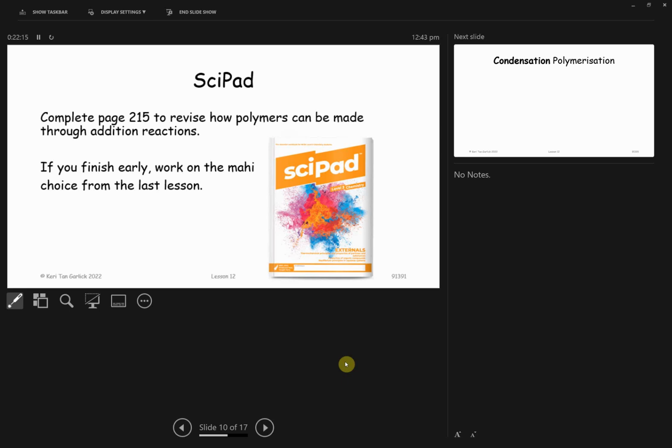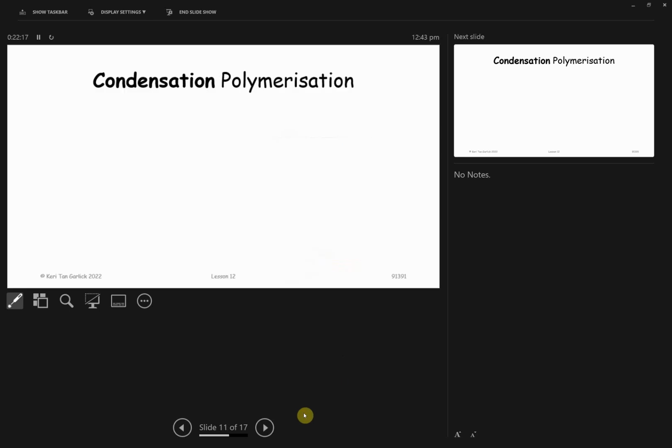All right, cool. So let's go back to the notes. This is the new stuff, and this is the stuff that they're going to ask you on the exam, or most likely going to ask you on the exam. And that's all about condensation polymerization.